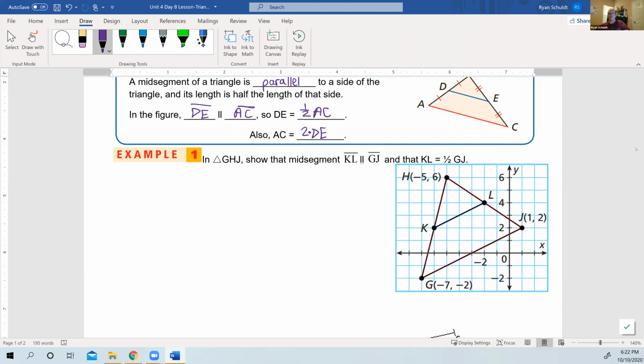Okay, so in this triangle, we have to show that midsegment KL is parallel to GJ, and that KL is 1/2 of GJ. We have to prove basically what this theorem says. So let's just focus on one line at a time. We're going to get the slope and the distance of one line, and then do the same for the other. So let's first look at KL.